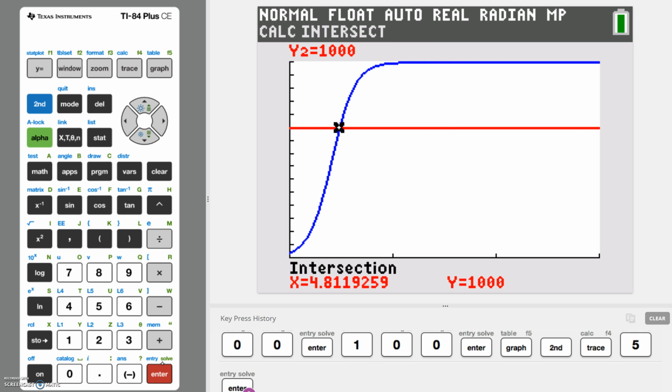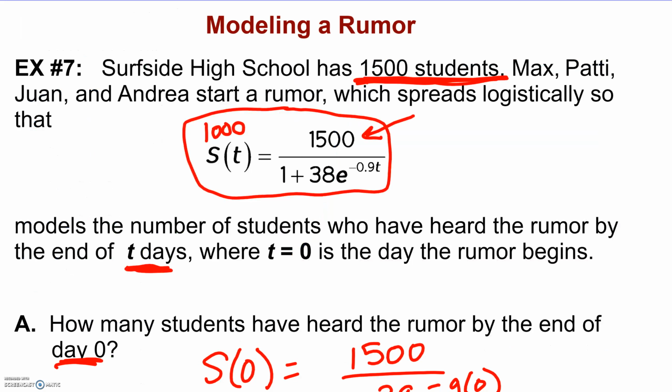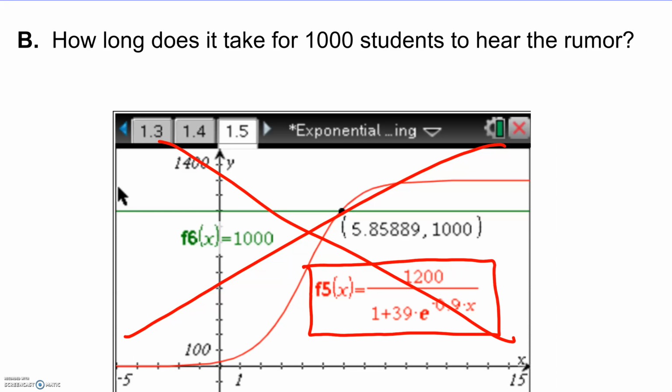So it looks like they intersect at x equals about 4.8. So in about 4.8 days, or maybe you would round it up to 5 days, that would give you 1,000 students who would have heard the rumor. So let's put that in here.